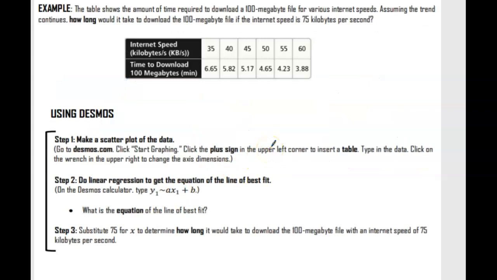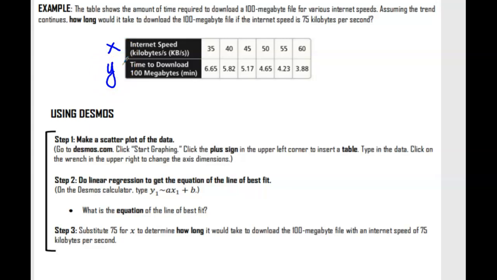So our first example, what we're going to do is show you how to capture this data using Desmos, make a scatter plot on Desmos, and then use the tool to do a trend line or line of best fit. The table shows the amount of time required to download a 100 megabyte file for various internet speeds. Assuming the trend continues, how long would it take to download the 100 megabyte file if the internet speed is 75 kilobytes per second? What we're going to do here is take this information. Our input values would be the internet speed, and our output values would be the time to download.